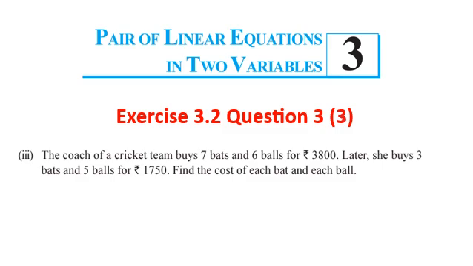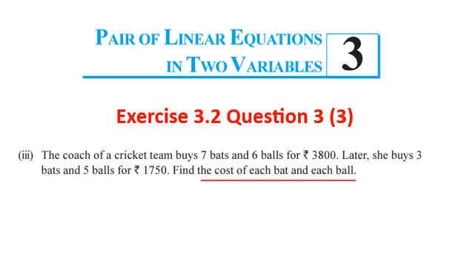Okay. Now, what is given? The coach of a cricket team buys 7 bats and 6 balls for 3,800 rupees. Later, she buys 3 bats and 5 balls for 1,750 rupees. Find the cost of each bat and each ball.